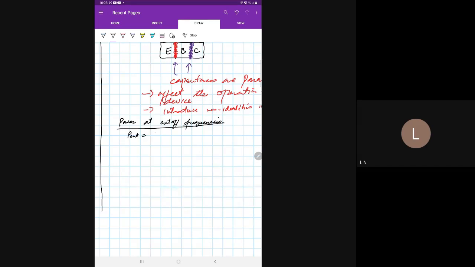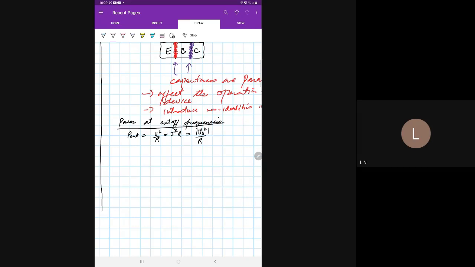by R, or it is equal to I square into R. So if it is equal to V square by R, we can write down output power is equal to V output square divided by R.